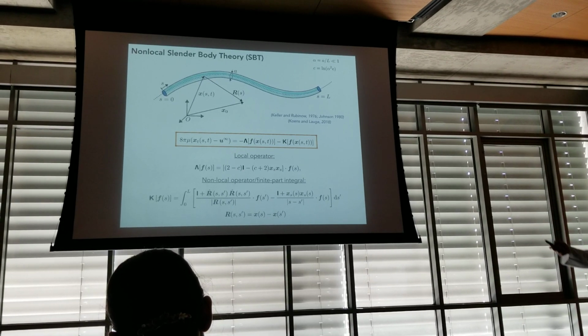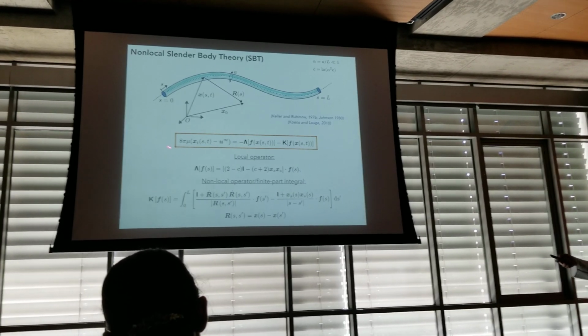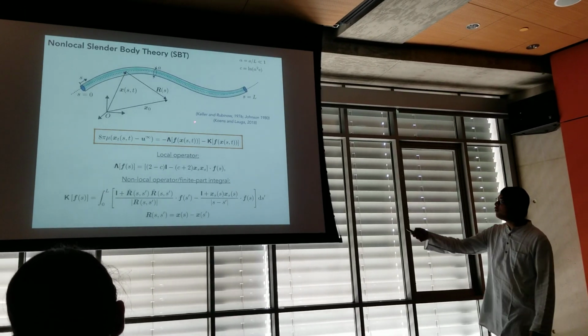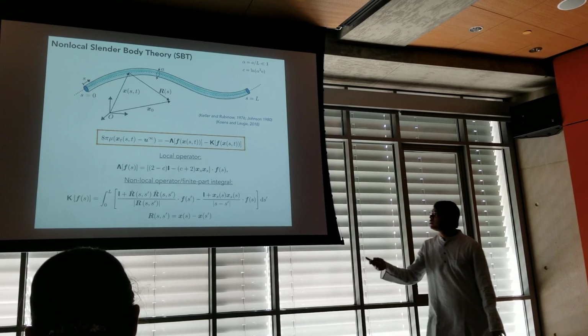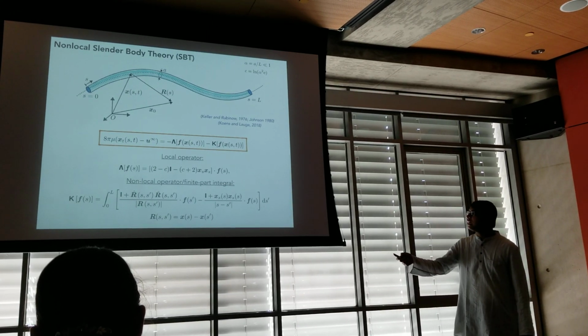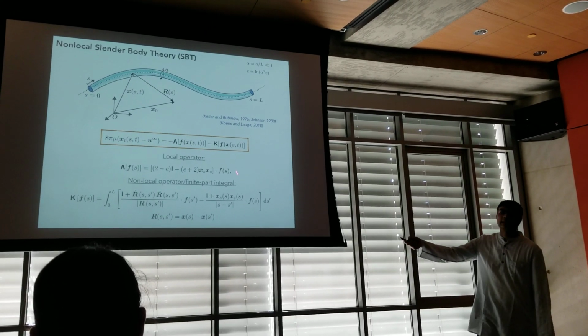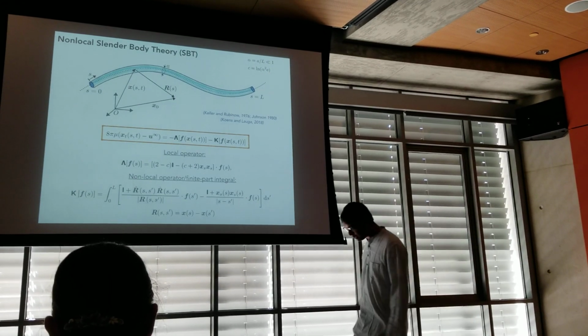So slender body theory essentially provides you a relationship between the center line velocity, that's X_t, and the force F exerted by these objects on the fluid. This is done with respect to some background velocity u infinity, and this mapping involves two operators, lambda and K. So let me tell you about these operators.